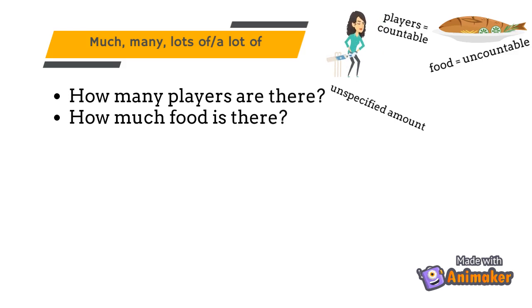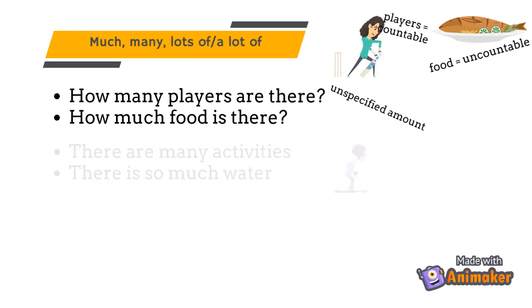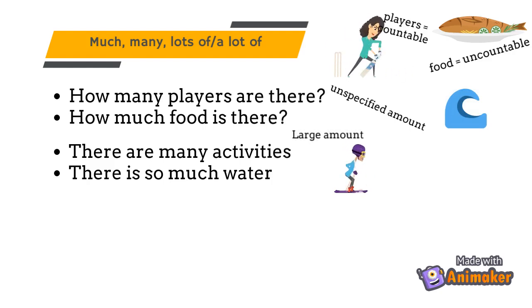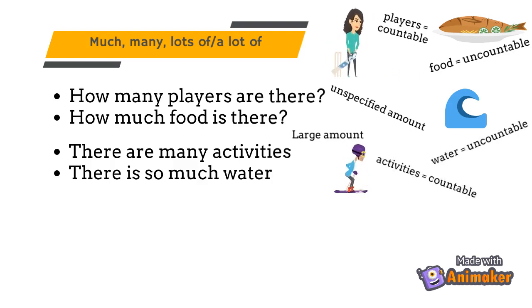Now read and listen to these two sentences. There are many activities. There is so much water. In both sentences, we are referring to a large amount of the nouns activities and water. But why did we use many in the first sentence and so much in the second? The difference was that activities is a countable noun and water is an uncountable noun.